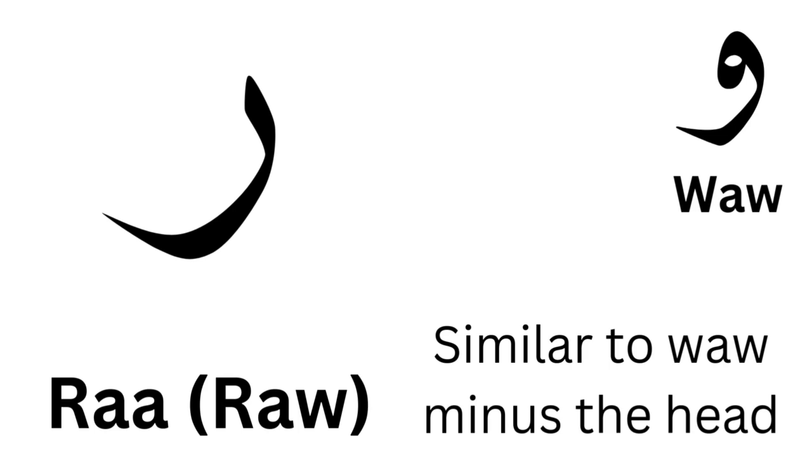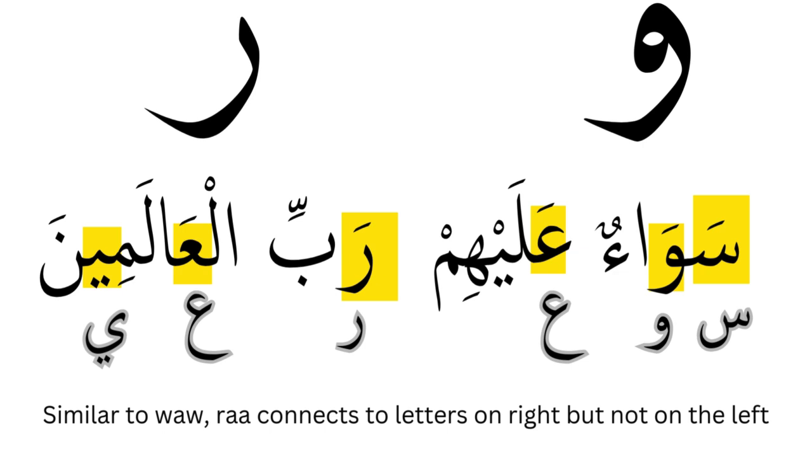So it's a bit heavy letter. We fill our mouth up and then we say it, raw, raw. So this letter, raw. Between raw and wow, you will notice something. Similar to wow, raw will connect to letters on the right, but not to the letters on the left. But remember, in Arabic, we read from right to left.